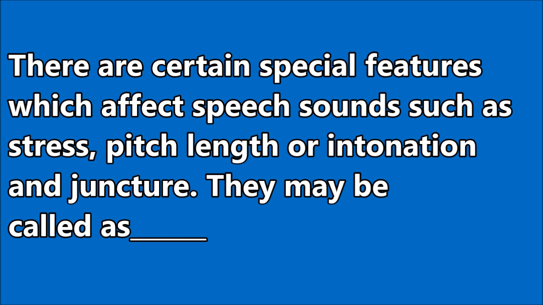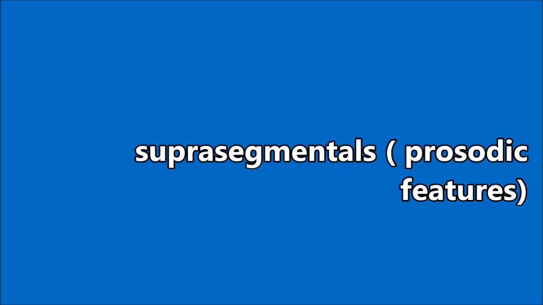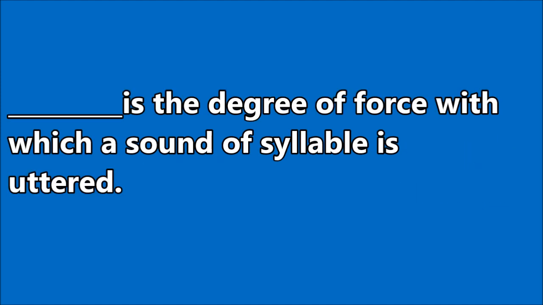Next question. There are certain special features which affect speech sounds such as stress, pitch, length or intonation, and juncture. They may be called as dash. The answer is suprasegmentals, or prosodic features.